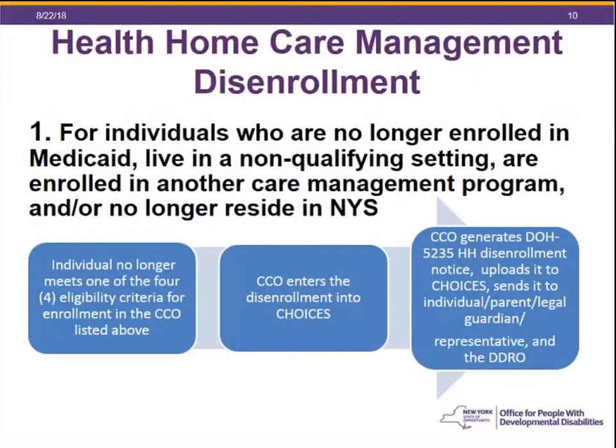And I know we're talking about uploading the form to CHOICES, but I just want to highlight that's an area we're looking into a little bit further, because we do understand that that might be a big lift for every enrollment or disenrollment that occurs. So again, the CCO generates the DOH 5235 and sends it to the individual, family, and representative.